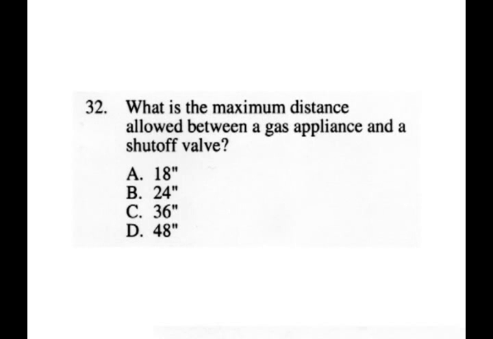Question number 32. What is the maximum distance allowed between a gas appliance and a shutoff valve? And the answer is letter C, 36 inches. The maximum setaway distance is 36 inches between the valve and the connection to the appliance.